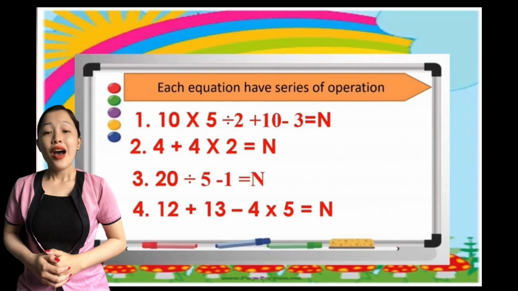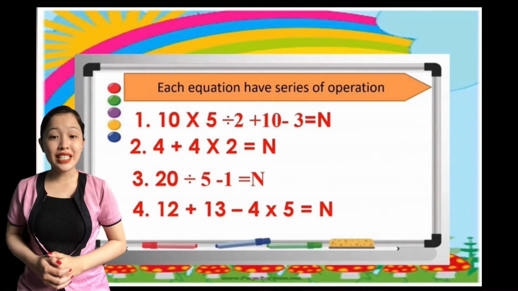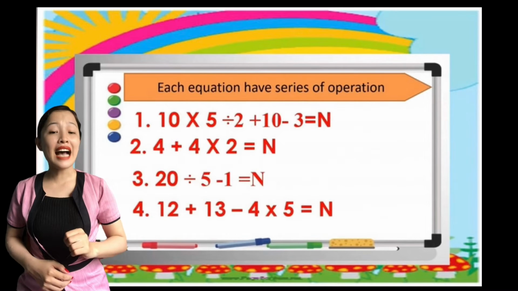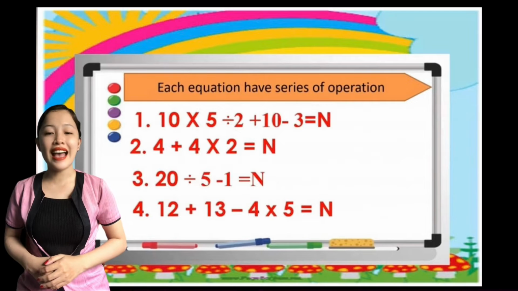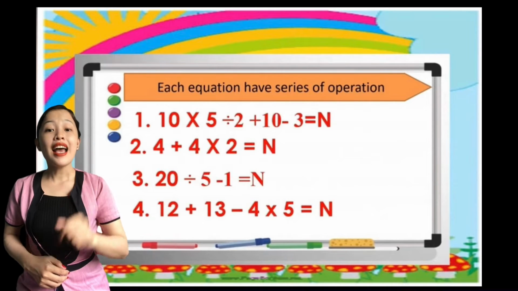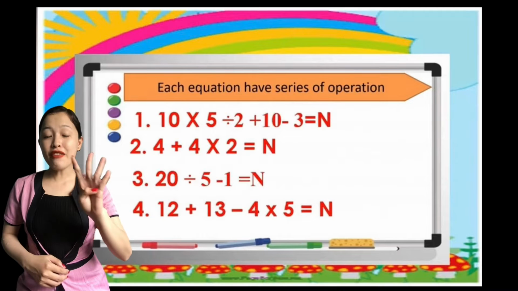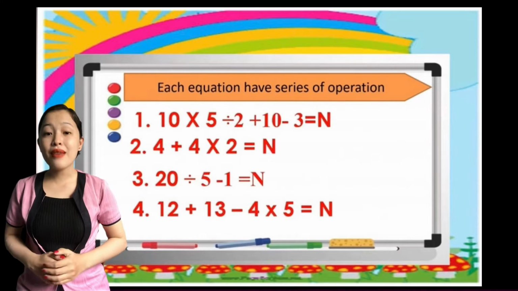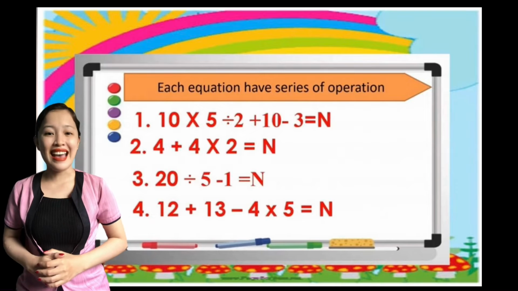We have number 1: 10 times 5 divided by 2 plus 10 minus 3 equals n. Number 2: 4 plus 4 times 2 equals n. And number 3, we have 20 divided by 5 minus 1 equals n. And number 4, the last number: 12 plus 13 minus 4 times 5 equals n.